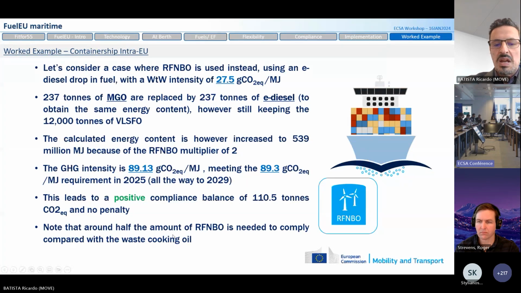And you see that in practice, half the amount of RFNBO is needed to comply when compared with waste cooking oil. So this, in terms of the calculations, in terms of cost, would be important to determine how likely the adoption of RFNBOs would be in terms of blending in fuel already from 2025.